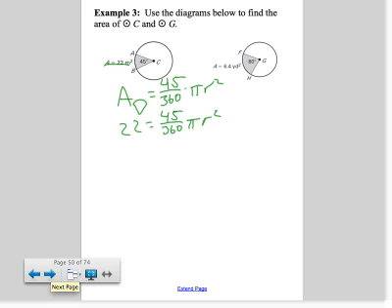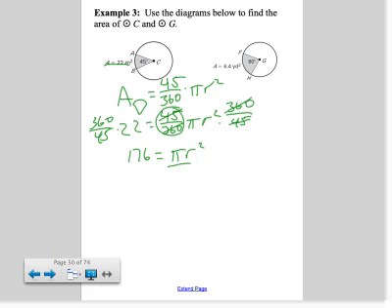You can solve this a variety of ways. I want to get rid of this whole fraction right away, so I'm going to multiply both sides by 360 over 45. Remember, to get rid of a fraction, multiply by the reciprocal. On the right-hand side, all I have left is pi r squared. On the left-hand side, I have 22 times 360 divided by 45, which is 176.